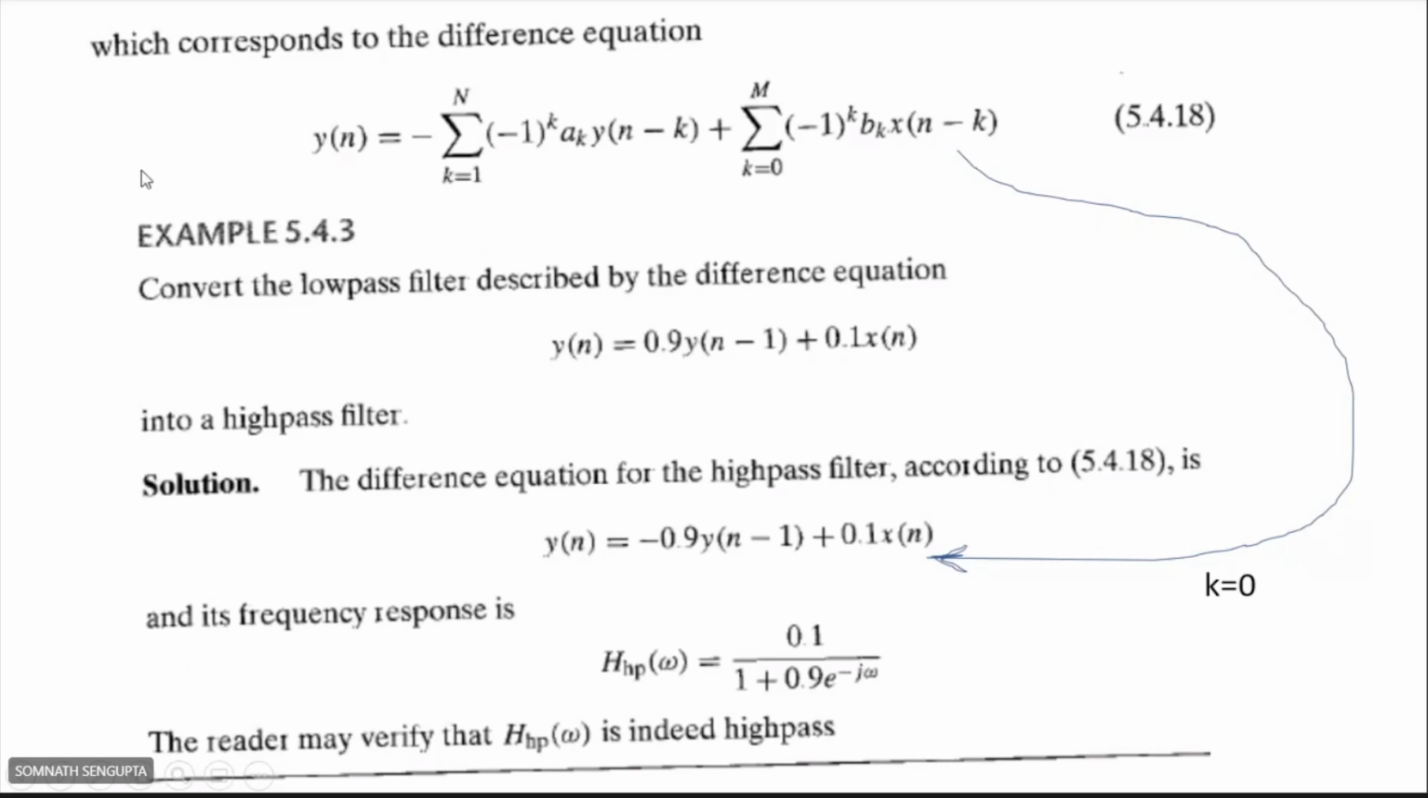Another example. Convert the low pass filter described by the difference equation into a high pass filter. The input output relation is y(n) is equal to 0.9 y(n minus 1) plus 0.1 x(n). This is the expression for the low pass filter. What will be the relation in the high pass filter?